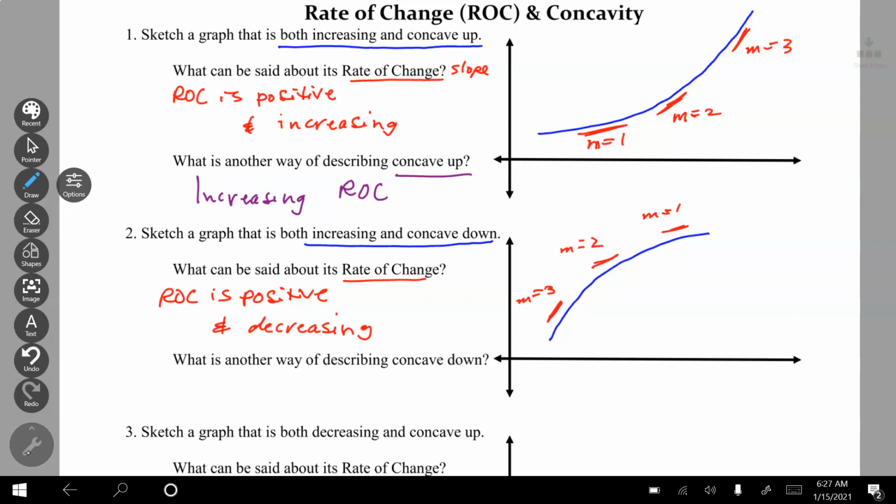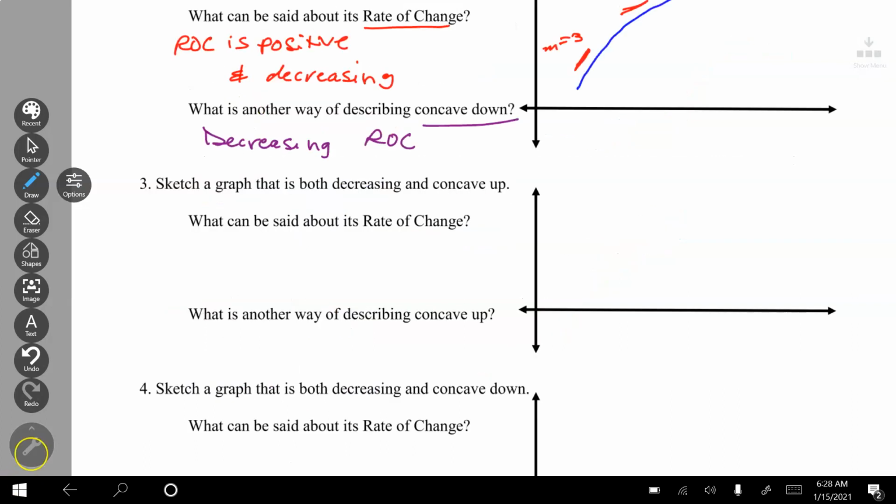in value. So another way to call concave down is a decreasing rate of change, because for something to curve down, the rate of change has to be decreasing in value.